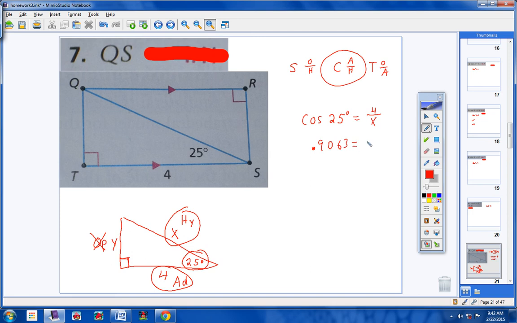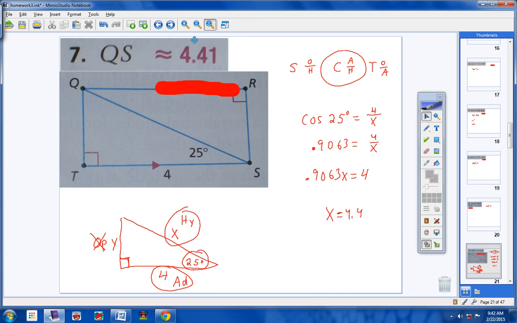Now, to get rid of my fraction, my denominator is x. I'm going to multiply both sides by x. So 0.9063x equals 4. If I multiply this side over here by x, my x's cancel, leaving me with 4. Now next I'm going to divide both sides by 0.9063. And if you do that correctly, you're going to get 4.4. Alright, moving on to 4.41. Did they say to round it to 2 decimal places? No, they did not, but 4.4 is acceptable.